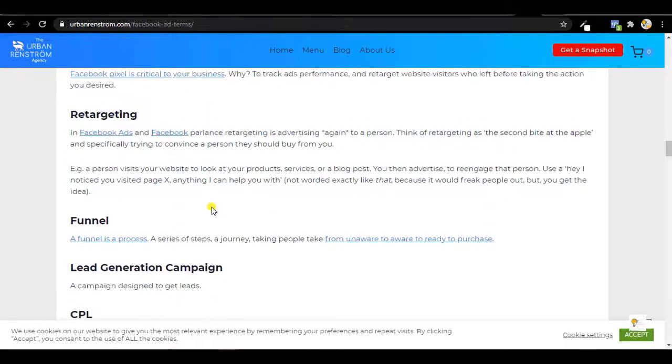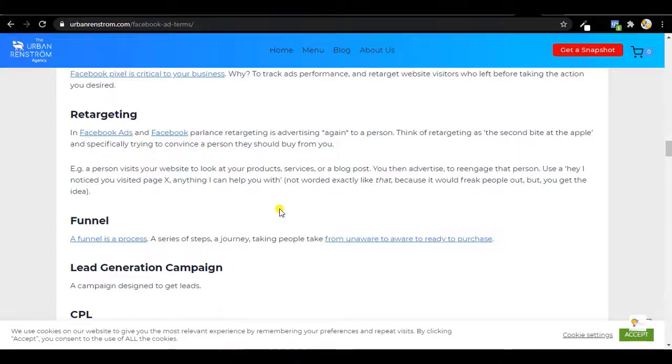go to funnels. A funnel is a process, a journey, taking people from unaware to aware and ready to buy. It means that when people see your ad, they probably don't even know you before. What journey do you take them through? Maybe you take them to a landing page, you feed them with information and all those things.